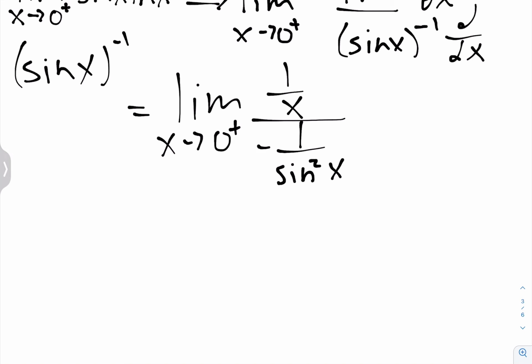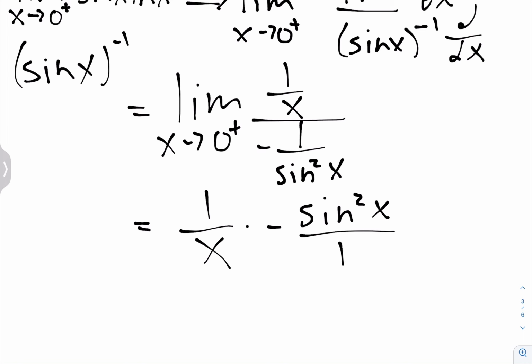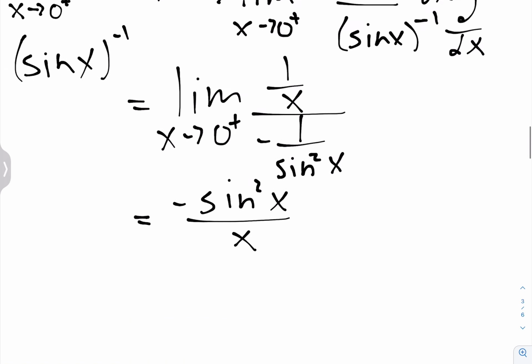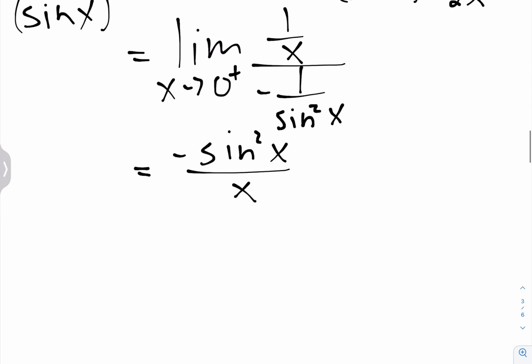Now what we're going to get is, if we plug in 0, we're still going to get an undetermined answer. So we can simplify this a little bit. 1 over x, we can go times negative sine squared x over 1. So this is just the same as negative sine squared x over x. If we were to plug in 0, we would still get an undetermined answer. So we can differentiate the top and the bottom again.